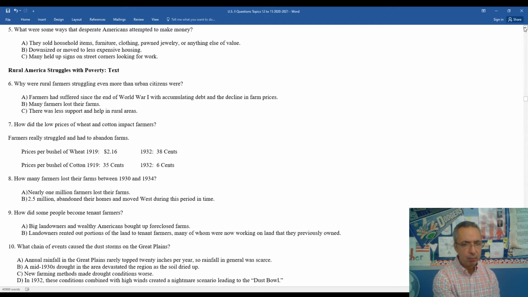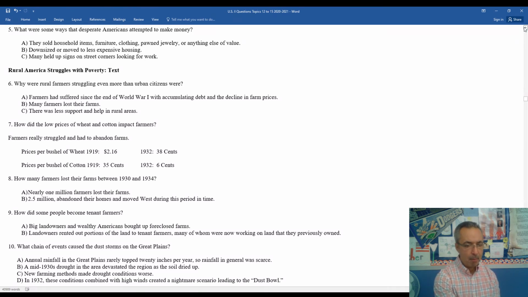As you mentioned, less support there in the rural areas. Just some prices here, not to memorize, but just to understand. In 1919, as World War I came to an end, the price per bushel of wheat was $2.16. 13 years later, in 1932, 38 cents. So a complete collapse. Similarly for cotton, that price was really soft by 1932 as well, 35 cents down to 6 cents.